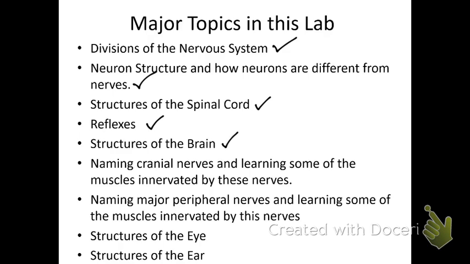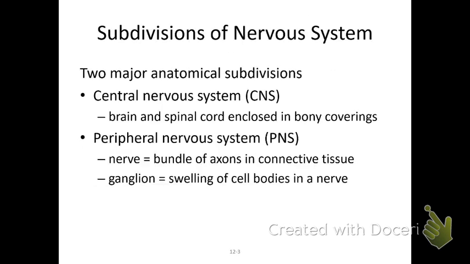You'll be naming both cranial nerves and peripheral nerves, as well as learning a number of muscles that are controlled by those nerves. You'll be looking at structures of the eye, and you'll be looking at structures of the ear. In addition, at the end of this lab, you'll be doing dissections of both a brain and eye specimens. So let's get started with this material.